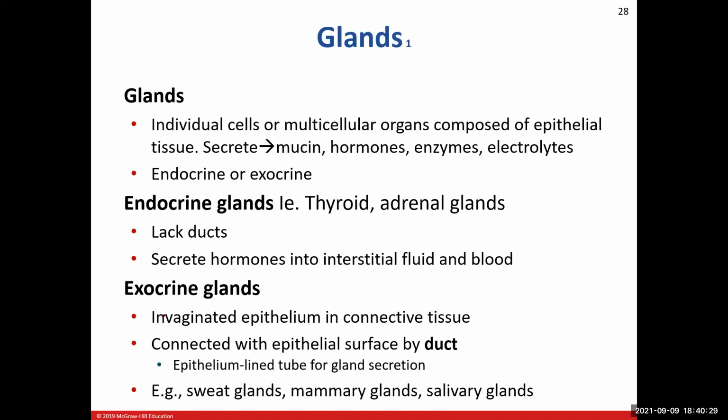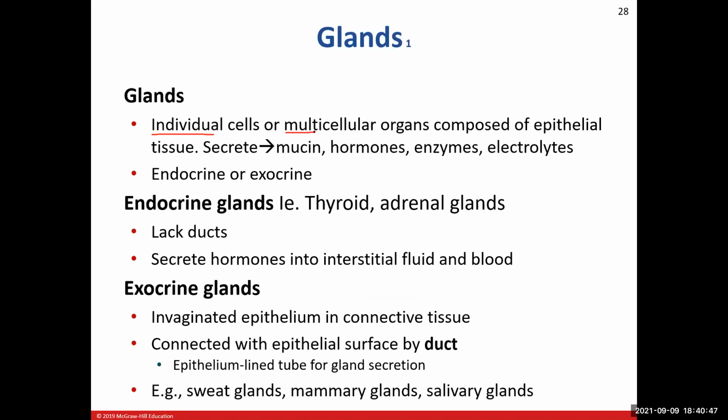All right, so since we're talking about epithelium, let's quickly review the glands. This slide should look familiar to you. I did show it to you before. So when we're talking about glands, we can either be talking about structures that are one cell or many.